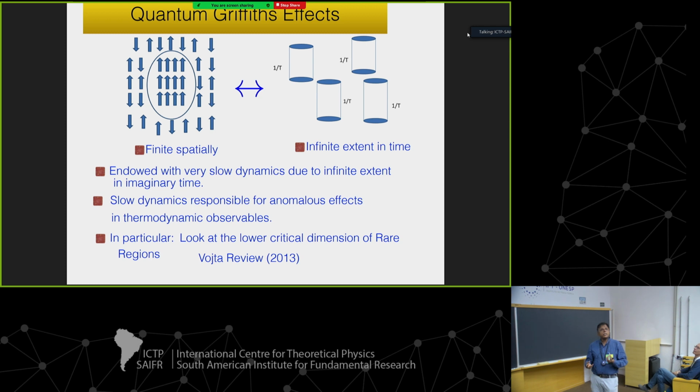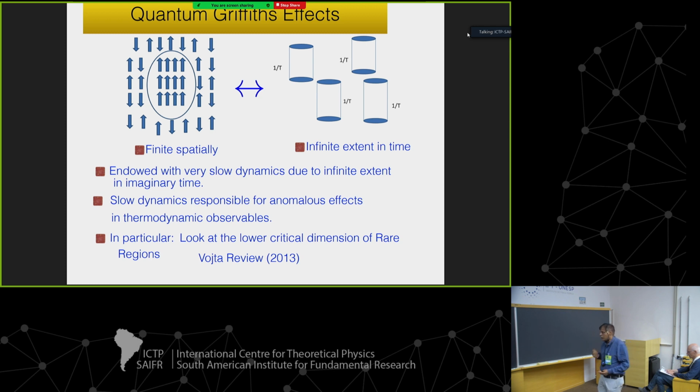So the important question that Thomas essentially answered was, each of these rare regions has a dimensionality, and now if the dimensionality of this rare region is equal to the lower critical dimension, that is the dimension at and below which you lose long range order, then effectively what happens is each of these regions essentially tunnel very, very slowly, and you get a quantum Griffiths phase.